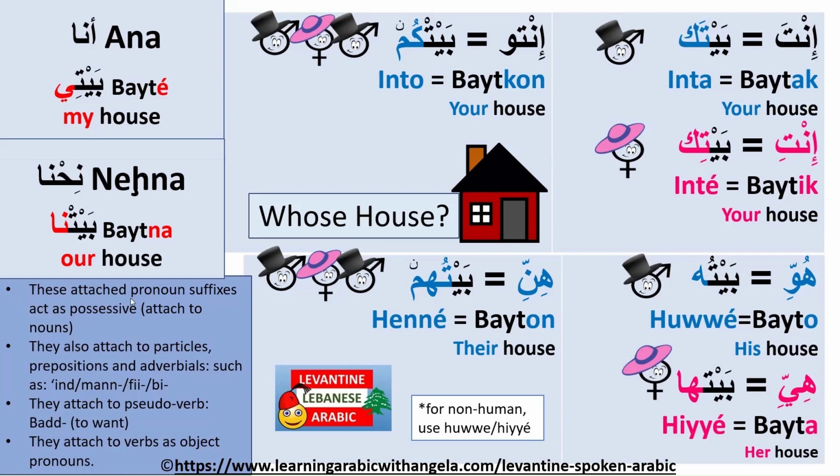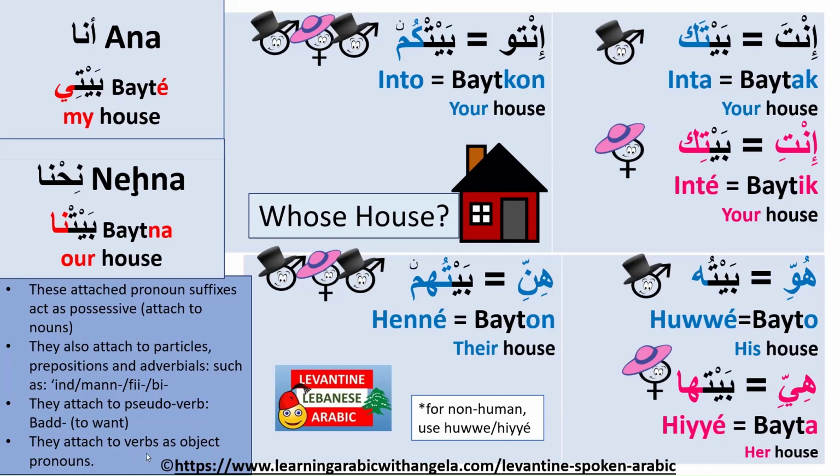But why is it important to know these attached pronoun suffixes? Because they indicate possession. They also attach to particles, prepositions, and adverbials, such as when we say عندي, I have, عندك خي, do you have a brother? And to other particles as well. They attach to the pseudo verb, like when I say بدي, I want. For example, بدي آكل, I want to eat. Or if I ask you in the masculine, بدك تاكل. In the feminine, بدك تاكلي, would you like to eat, or literally, do you want to eat?